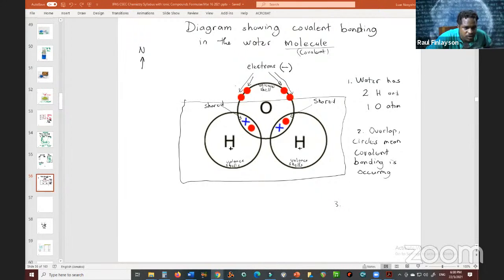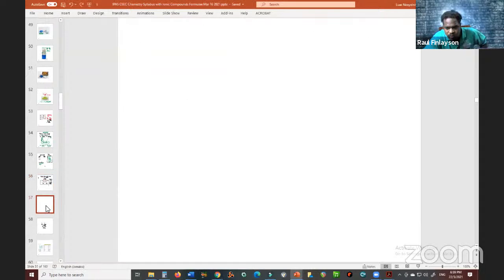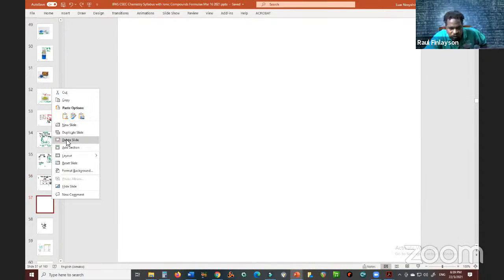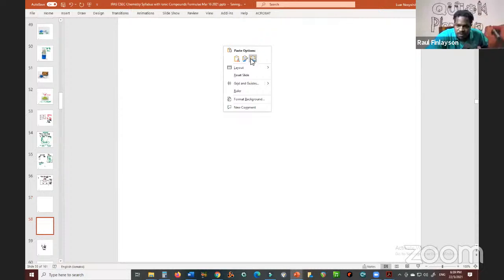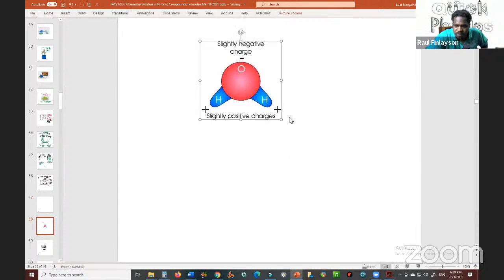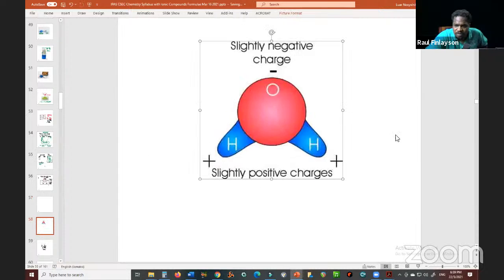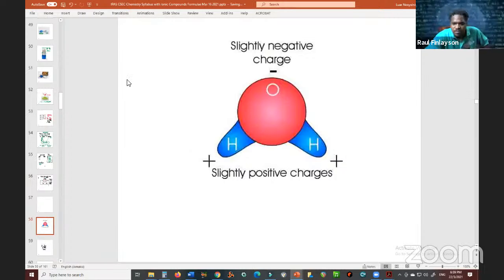And I wanted to look at this diagram that I'm going to show you. Let's duplicate this. So the end result is this: a slightly negative charge at the top, slightly positive charge below there.